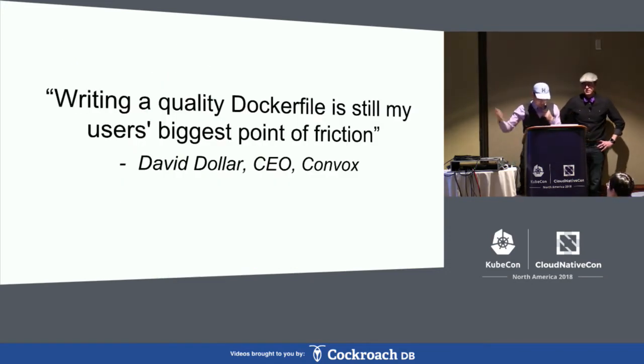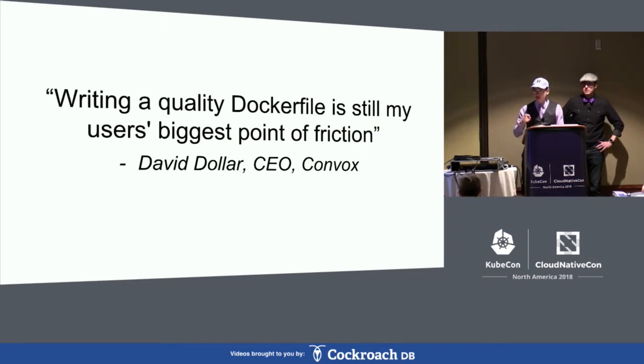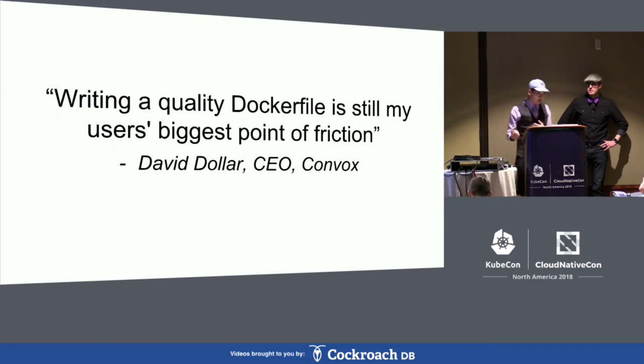And so here's a quote from a friend of mine. He runs CCO of Convox, and Convox is basically a Docker platform as a service. All these things I talked about are decisions you have to make as part of your build pipeline, right? And so even for a person who runs a PaaS for Docker, the hardest part is writing a quality Dockerfile that produces a small image that is fast, right? There are all these best practices you have to keep track of.